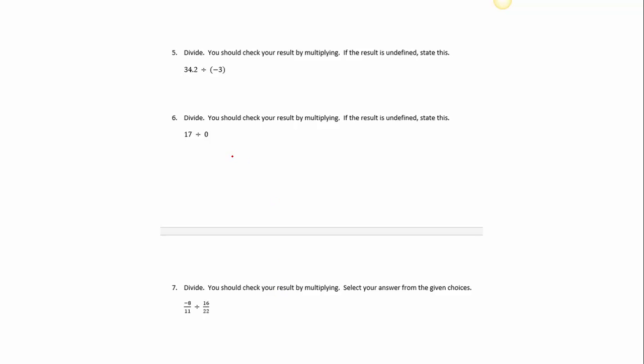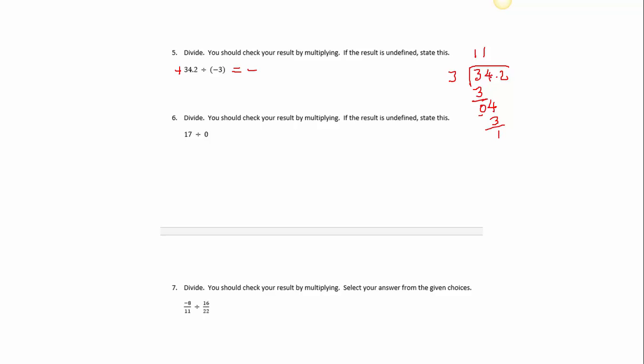Alright, let's do more. Divide, and now we have a decimal number divided by a negative number. Again, positive divided by negative, the answer is negative. Now let's divide 34.2 divided by 3. 3 divided by 3 is 1. 1 times 3 is 3. And the remainder is 0. Bring down the 4. 4 divided by 3 is 1. 1 times 3 is 3.